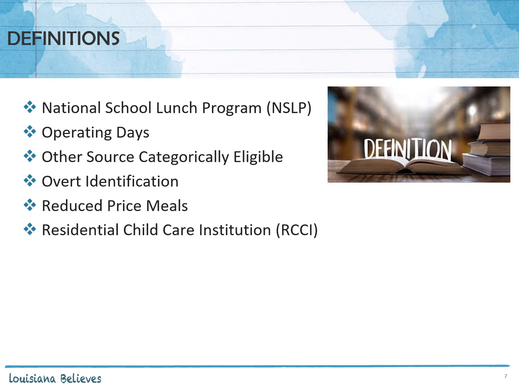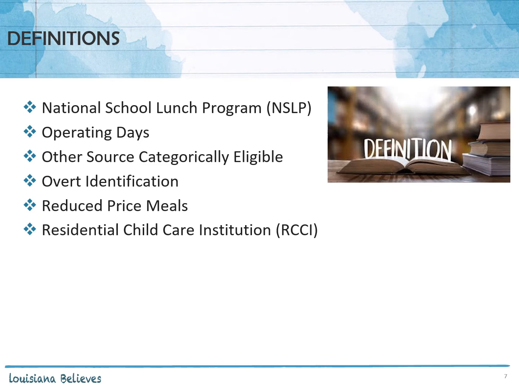The National School Lunch Program is abbreviated NSLP. Operating days. The days on which reimbursable meals or milk are provided by a school or another program sponsor. Other source categorically eligible. Categories that make children automatically eligible for free benefits, either through direct certification or application. A child's eligibility for free benefits under other source categorical eligibility does not extend to any other child in the household.